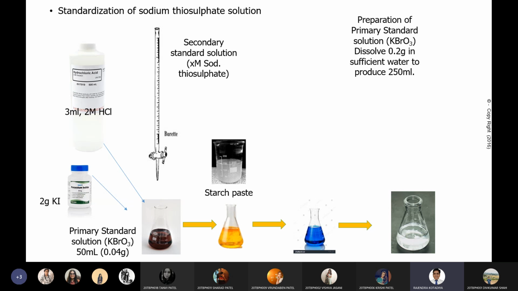So initially the color will be dark brown. When you titrate it, after certain ml, its color will be light yellow. After that we have to add starch paste. So its color will be light blue, and then again we'll continue with titration so that the color of the solution is colorless. So this is our procedure, and at this point you have to note down your burette reading.